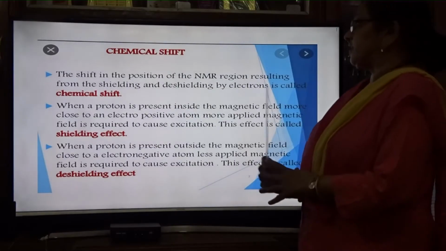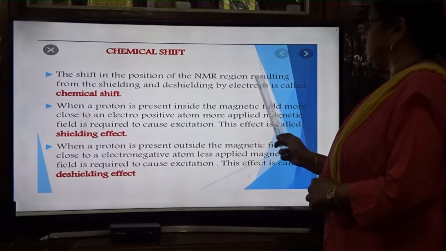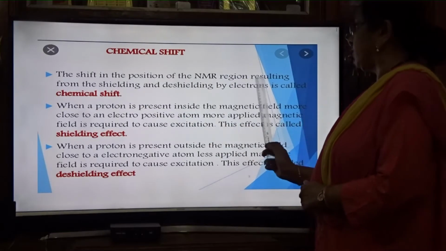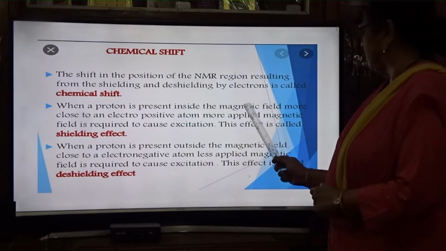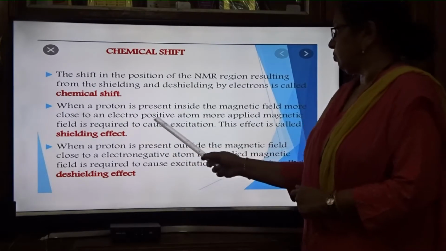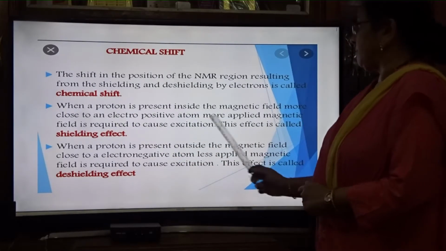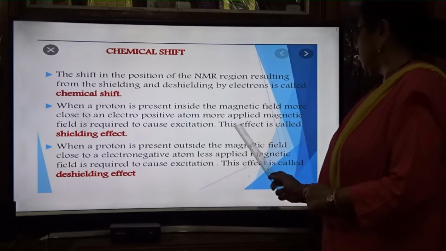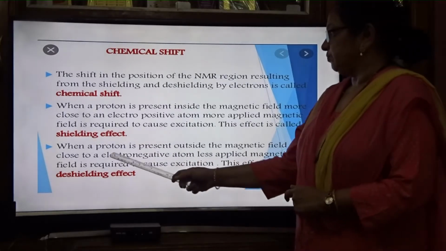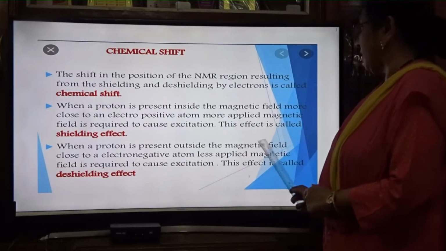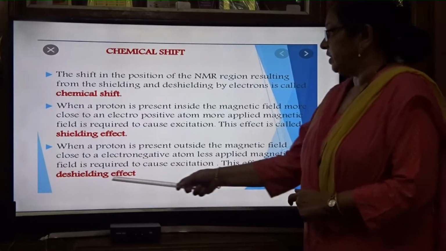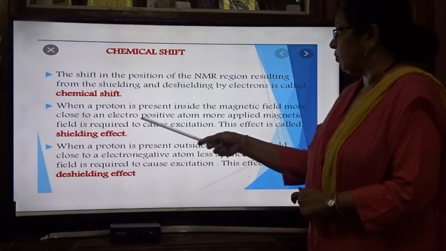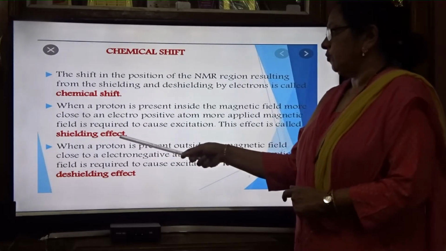So chemical shift, as you know, is the shift in the position of the NMR resonance resulting from shielding and deshielding of electrons. Once more, when a proton is present inside the magnetic field close to an electropositive atom, more applied magnetic field is required to cause excitation. This effect is called the shielding effect. When a proton is close to an electronegative atom, deshielding of the proton takes place.